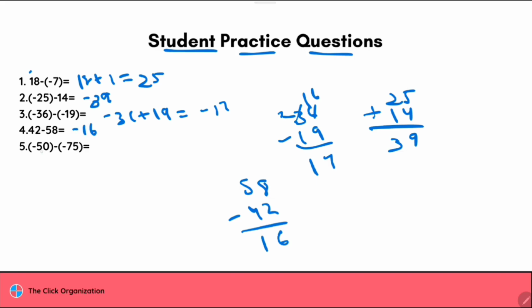Question number 5 says minus 50 minus minus 75. Now in this case, add the opposite of minus 75, which is plus 75. In this question, both the integers have different signs, right? So simply subtract both the integers and take the sign from the larger number. In this question, the larger number is 75 and the sign of 75 is positive. So the answer to the last question would be positive 25.